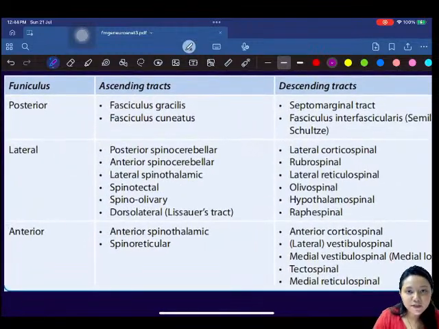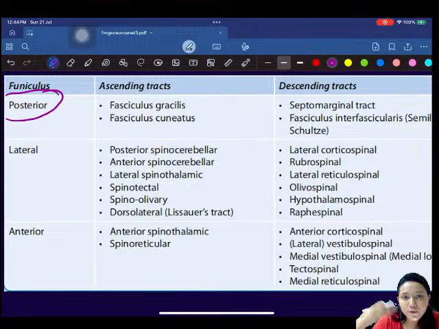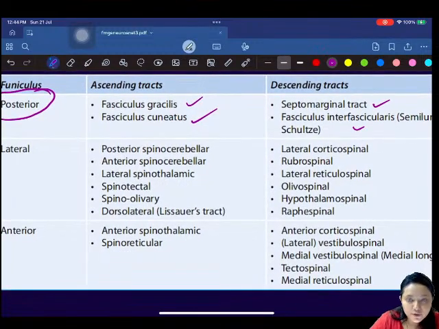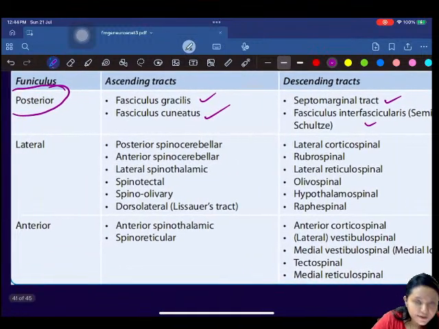Now you can see here the ascending and descending tracts. In the posterior column, or the posterior funiculus, in the dorsal part you have the fasciculus gracilis and fasciculus cuneatus as ascending. The descending ones are the septomarginal and the fasciculus interfascicularis, also known as the semilunar tract or comma tract of Schultze. Those are the descending tracts in the posterior column.